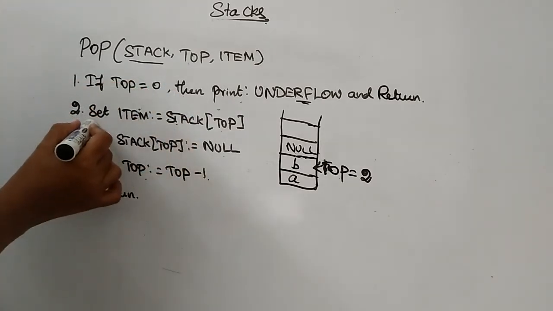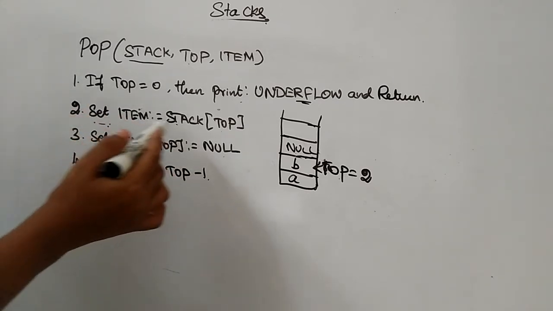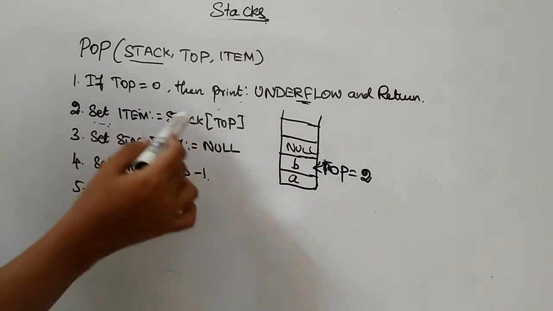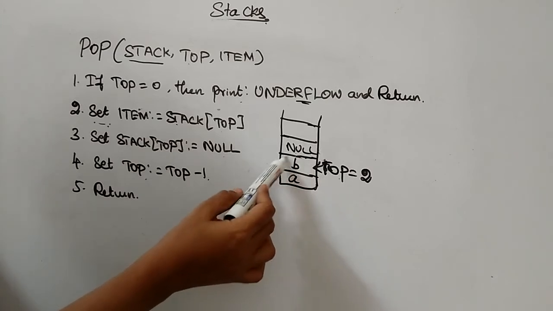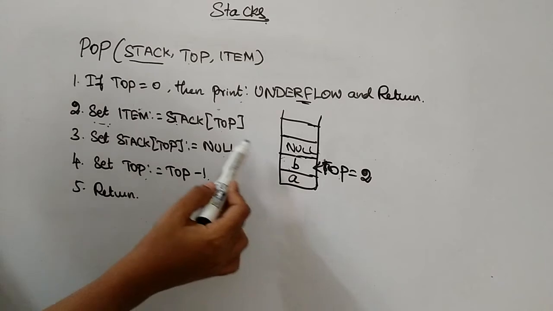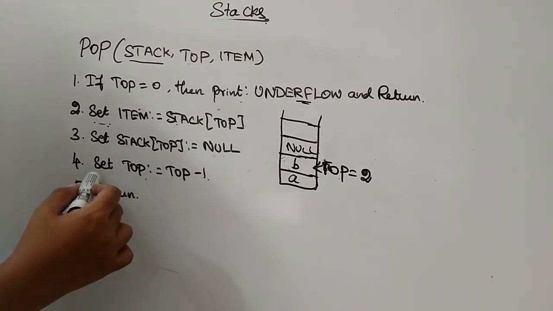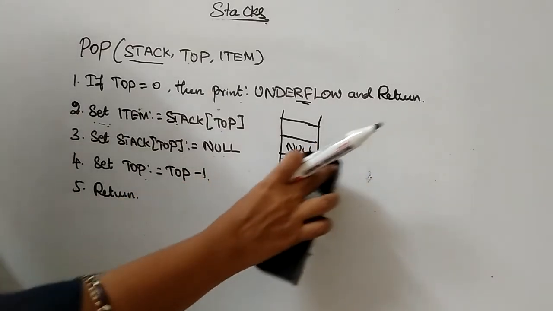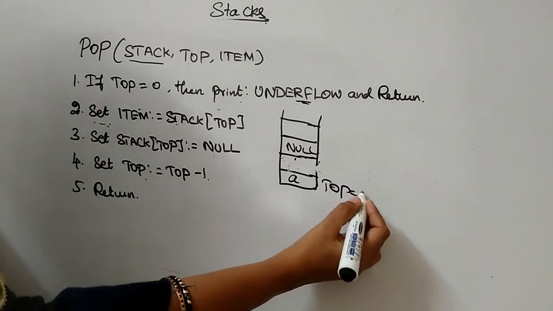So program control comes to the second statement, in which I am just going to pop out the element B, which will get stored in item. Then this memory location will be reset by storing null in this location, and then I am just going to decrement the top value by 1. So that means I will get top is equal to 1.